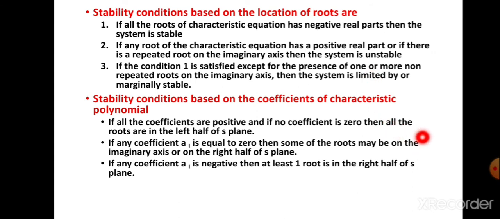So if all the coefficients are positive and no coefficient is 0, then the roots lie on the left half of the S-plane. And the next condition is, if any coefficient ai is equal to 0, then some of the roots may be on the imaginary axis or on the right half of the S-plane.